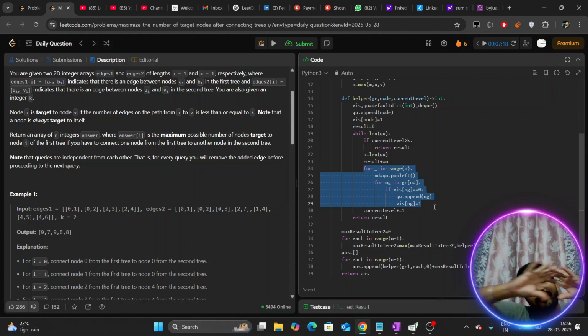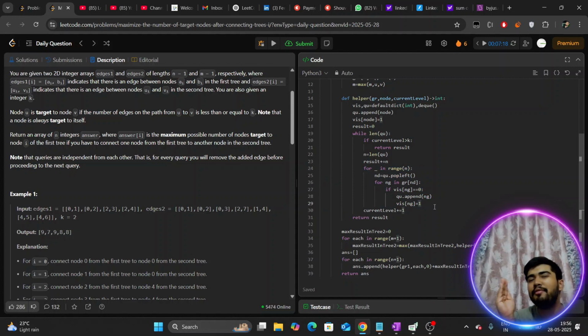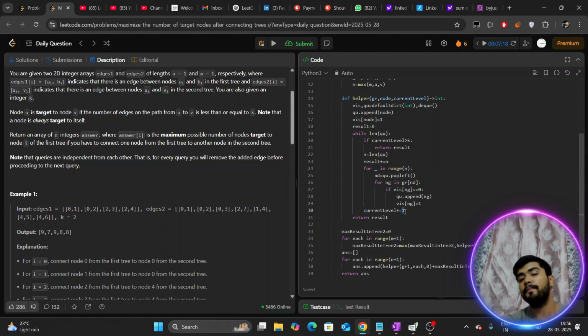Yes, I have popped every one from the current level and pushed the next ones, the neighbors of the next level. I have pushed them all, so I can increase the current level. That means those in my queue right now are one more level apart. So I have increased my current level count by plus equals 1. And finally I am returning my result also.